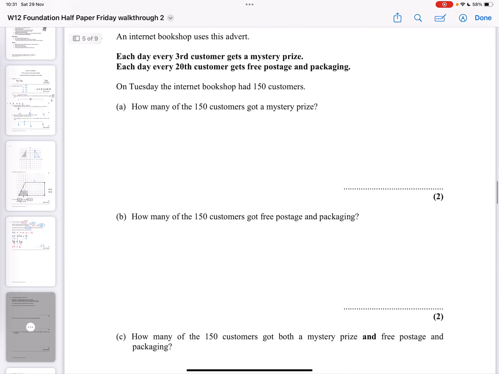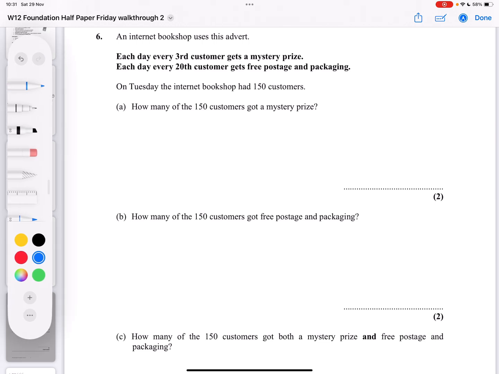Question 6. An internet bookshop uses this advert. Every third customer gets a mystery prize and every 20th customer gets free postage and packaging. So that's important. We've got every third and every 20th. On Tuesday, the internet bookshop had 150 customers. Part A is how many of the 150 customers get a mystery prize.